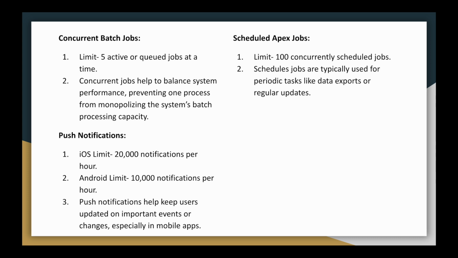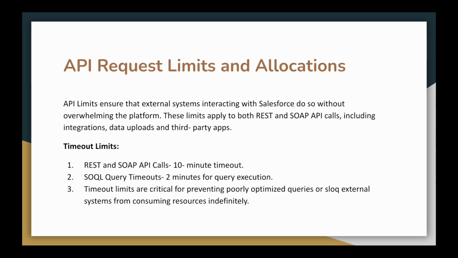If we talk about push notifications, for Android we have a 10,000 notifications per hour limit, but for Apple or iOS we have a limit of 20,000 notifications per hour. This helps users to keep updated on important events or changes even on their mobile apps.